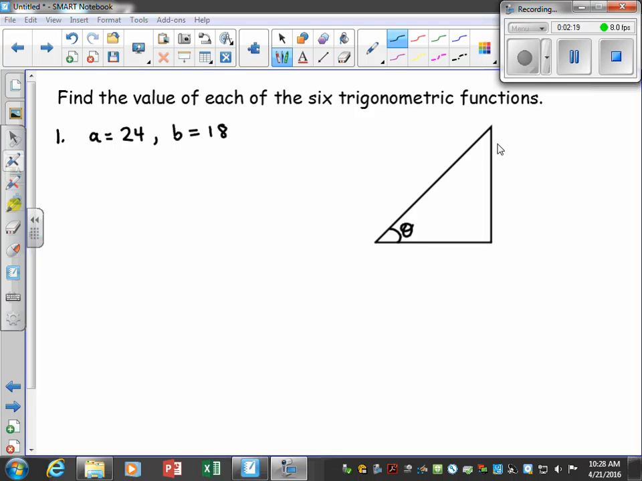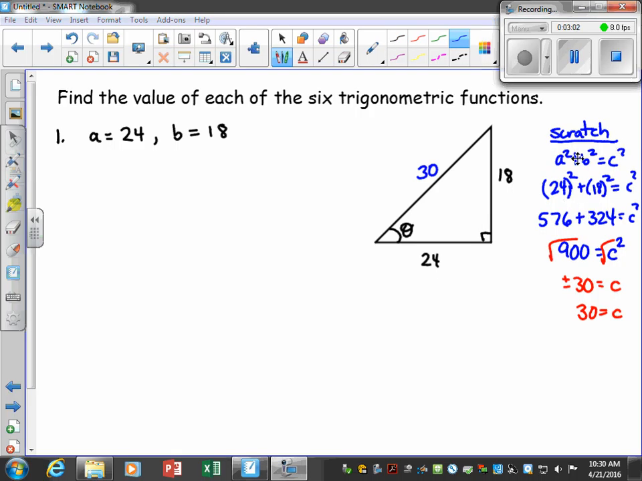Okay, so our first example is to find the value of the six trig functions given side A is 24 and side B is 18. I pulled up a sketch because the sketches are going to help us. This is a right triangle. Side A is 24, and we label side B to equal 18. To be able to label all of our definitions, we need all sides of this triangle. How can we find this missing side? Pythagorean theorem. So we should be very familiar with that. We're going to pause it and do the Pythagorean theorem to find our missing side.